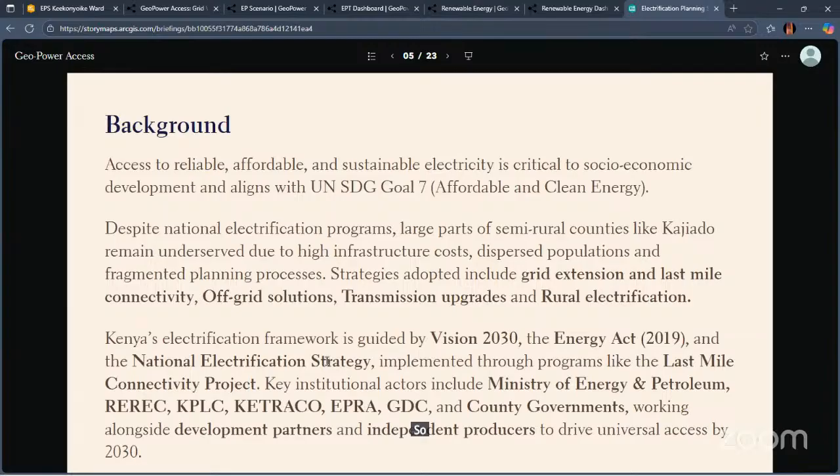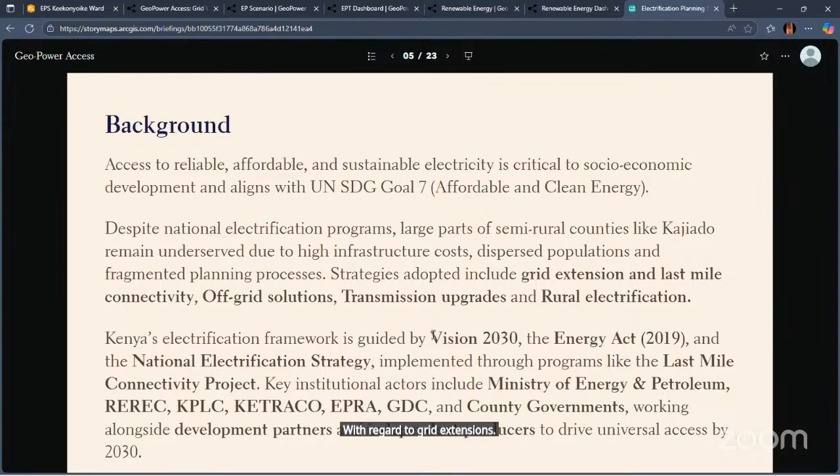So the solution is tailored and aligns with Sustainable Development Goal 7, which states to ensure affordable, reliable, sustainable, and modern energy to all. Despite the national electrification efforts, only 58% of the country is connected to the networks, and many parts of the region remain underserved, majorly due to high infrastructure costs with regard to grid extensions.